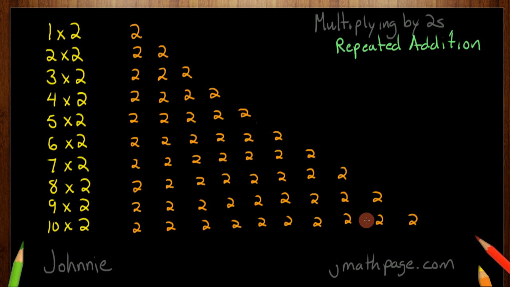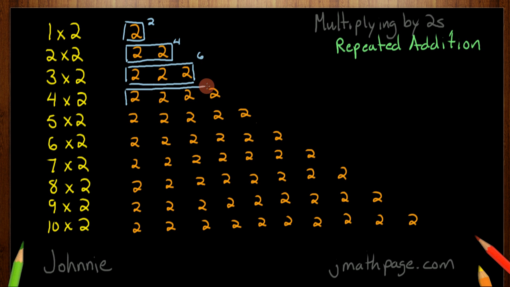Now, I want to think about breaking this down somehow so that we can understand it a bit better. So let's think about this for a minute. I know that one 2 is the same as 2. I know that 2 2's is the same as 2 plus 2. 2 plus 2 is 4. I know that 3 2's is 2, 4, 6. Okay, so that's good. So 3 2's makes 6. I see that 4 2's is 2, 4, 6, 8.